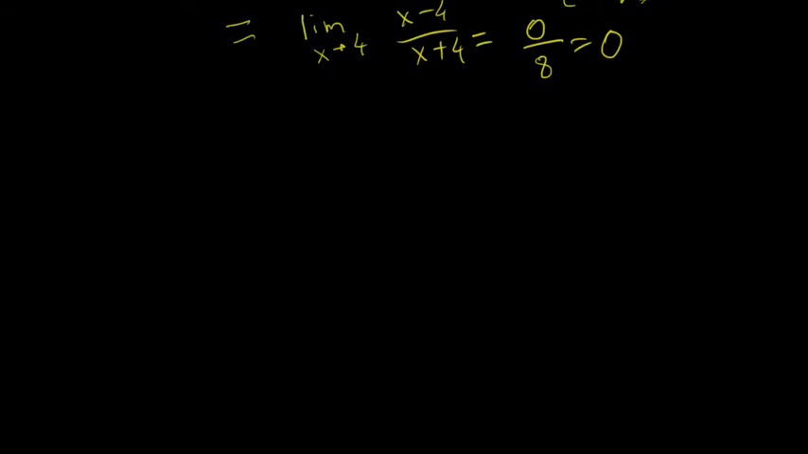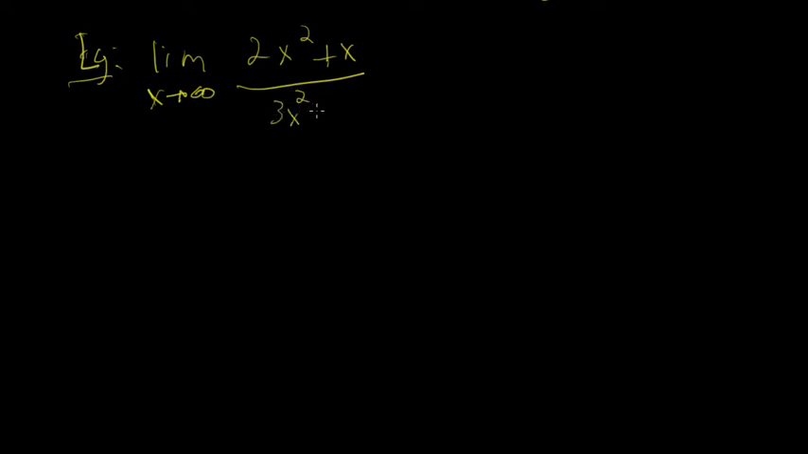Now we'll take a look at one more example. This one's going to be a limit as x tends to infinity. The limit as x tends to infinity of 2x squared plus x over 3x squared minus 5.